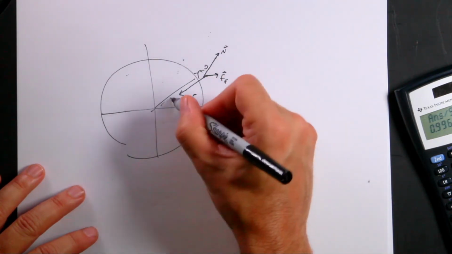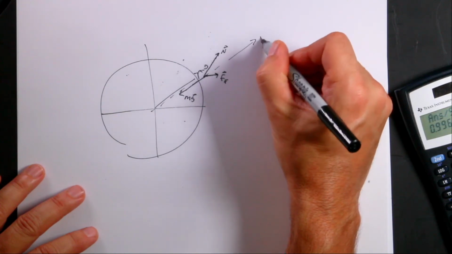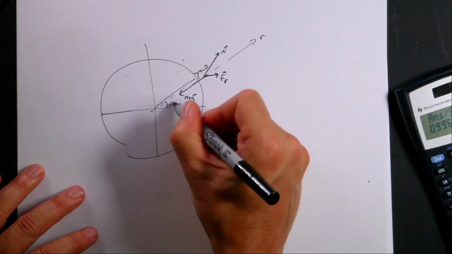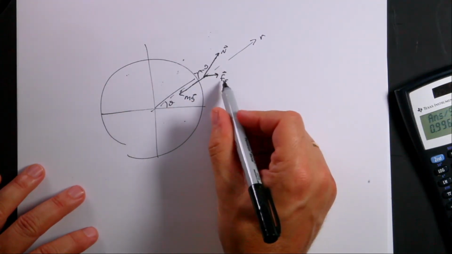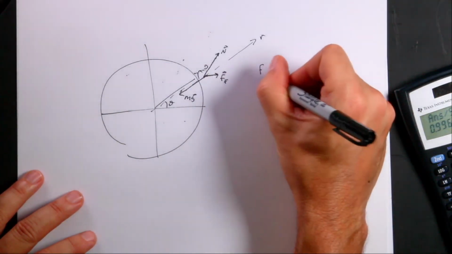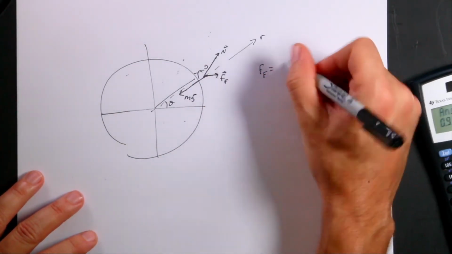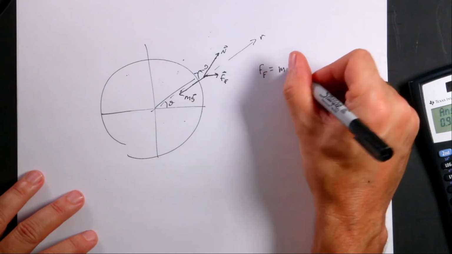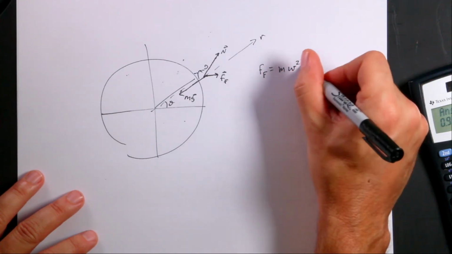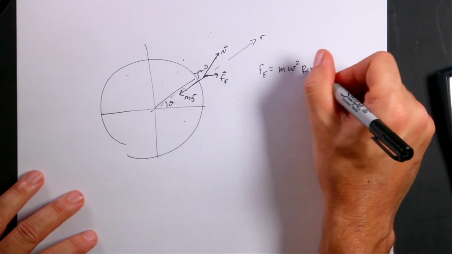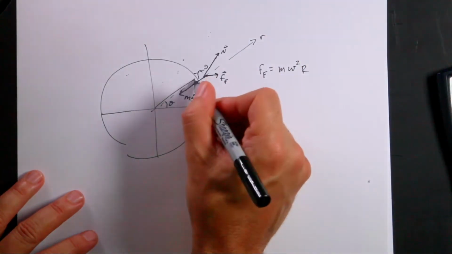Okay, so let's call this the R direction. So that's the angle theta. First, let's calculate the fake force. The magnitude of the fake force is going to be the mass times acceleration, which is omega squared times the radius of the Earth times, this is my radius, right?